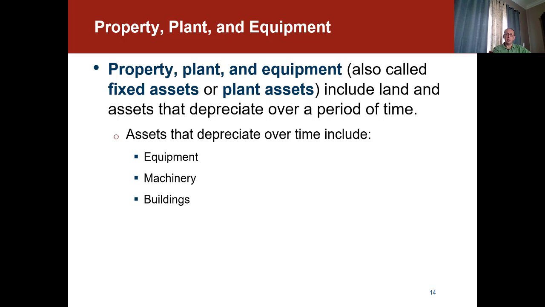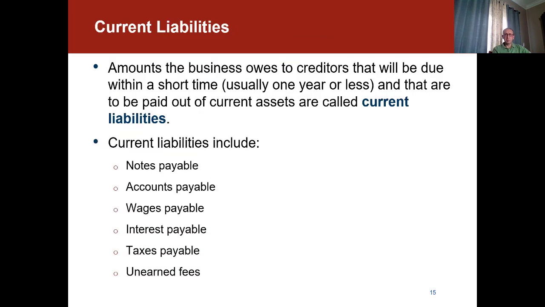How about current liabilities now? Current liabilities are the amounts the business owes to creditors that would be due within a short time, usually 1 year or less, and that are to be paid out of the current assets. Current liabilities include notes payable, accounts payable, wages payable, interest payable, taxes payable, and unearned fees. So you can see that anything that has the word payable in it would be a current liability, with the exception of unearned fees, which is unearned revenue. So unearned revenue is one of those exceptions.